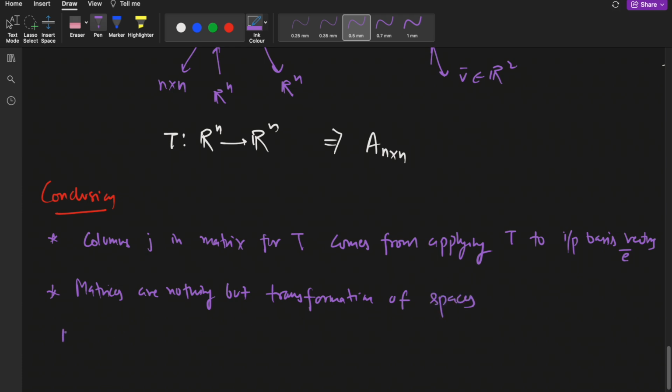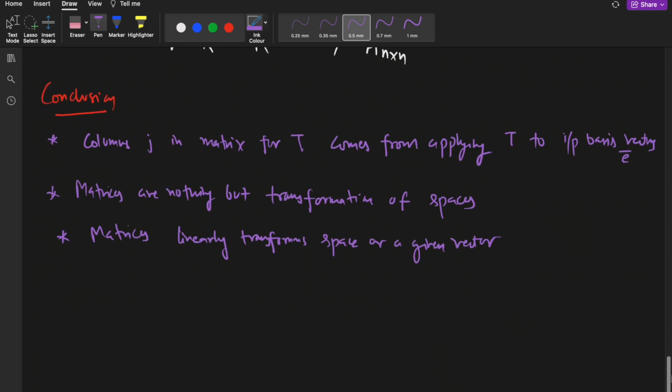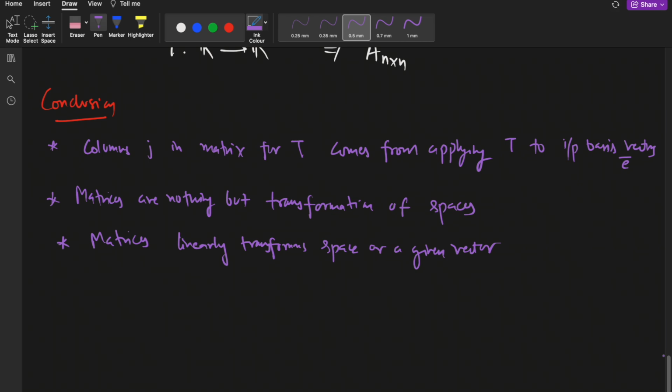And because they represent linear transformation, matrices linearly transform only, because they are the representation of linear transformation only. Right? So matrices linearly transform space or a given vector. So whatever you have studied about linear transformation in the previous lecture, the entire thing maps to matrices, because matrices are itself linear transformations. It's just the representation of the linear transformation itself. Right?